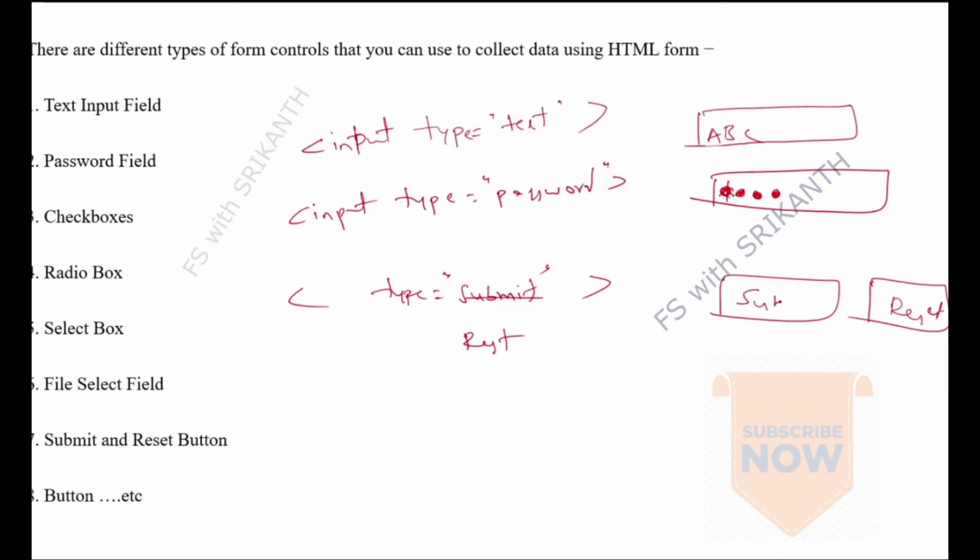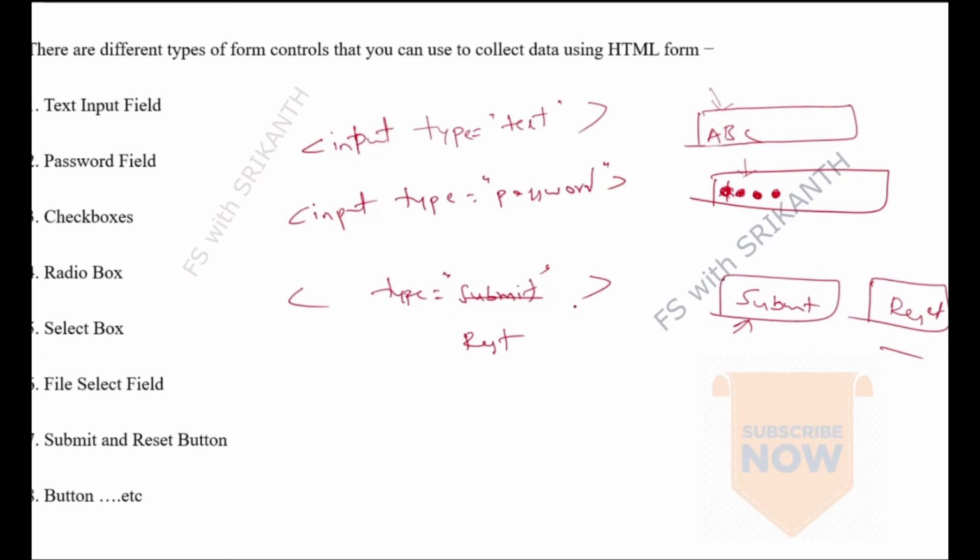The two functionalities are different. What is meant by submit? When the user clicks this button, the data the client entered in these fields will be shared with the particular server. And reset clears the entered fields. Suppose we entered ABC and some password, that information is completely erased.